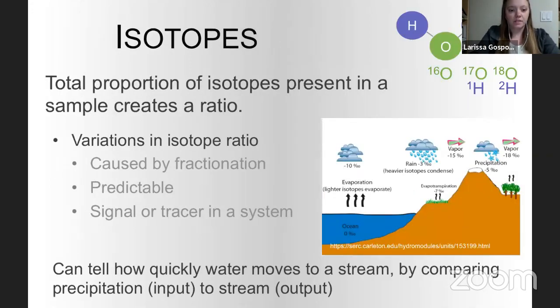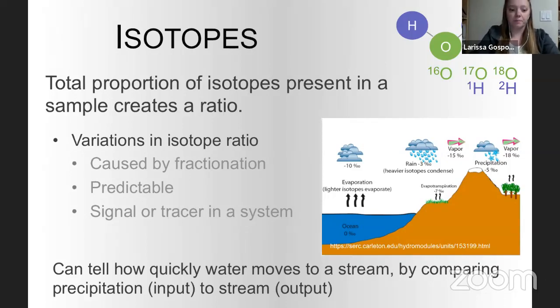So for isotopes, for stable water isotopes specifically, there's 3 oxygen and 2 stable hydrogen isotopes, and the proportion of these isotopes in a water sample creates a ratio. And so as water moves through a catchment, variations in the ratio are caused by this fractionation. This occurs essentially during phase change. And so there's an image on the right there just showing the difference in phase change. So because we understand it and it's predictable, we are able to use stable water isotopes as a tracer or a signal through a system.